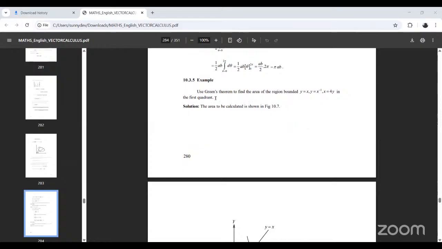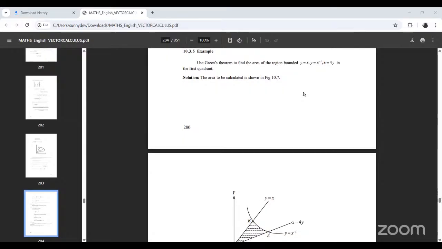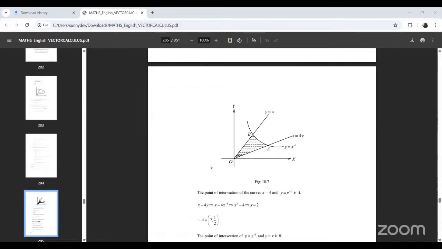Now, using Green's theorem to find the area of the region bounded by y equals x, y equals x to the power of minus 1, and x equals 4 in the first quadrant. So y equals x to the power of minus 1, that is, y equals 1 by x. So this is the region we need to find the area of.